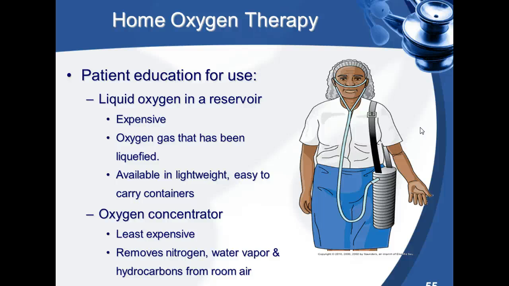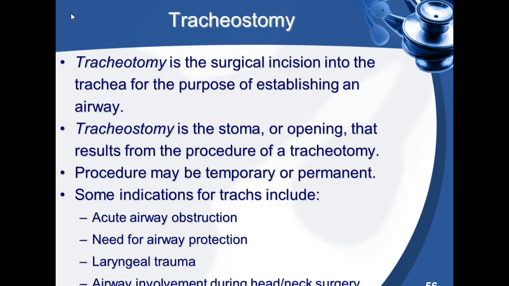Oxygen concentrator is least expensive. That's a pro, and it removes nitrogen, water vapor, and hydrocarbons from room air. And also, it's not really a good thing as far as being able to go out. That would be a con.